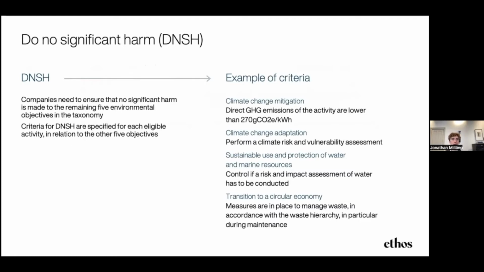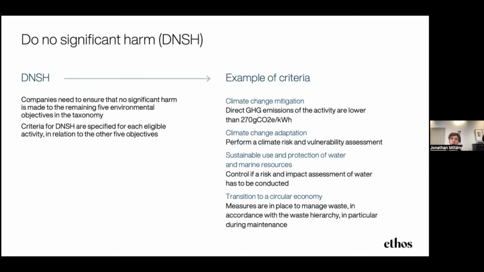So for DNSH then, we also have technical screening criteria. As you can see, they're also very specific. These are more general, so some of these you can find in different industries and sectors again and again. For example, you see the need to perform a climate risk and vulnerability assessment according to climate change adaptation in many different taxonomy-aligned activities.